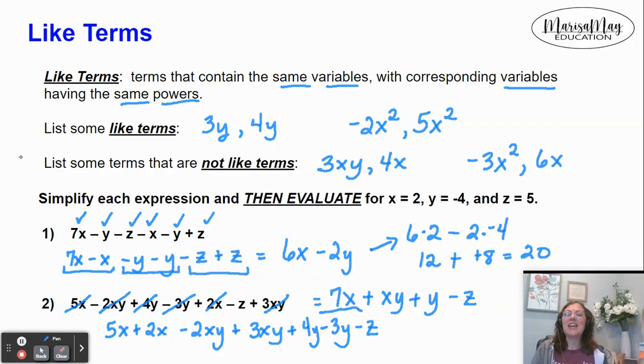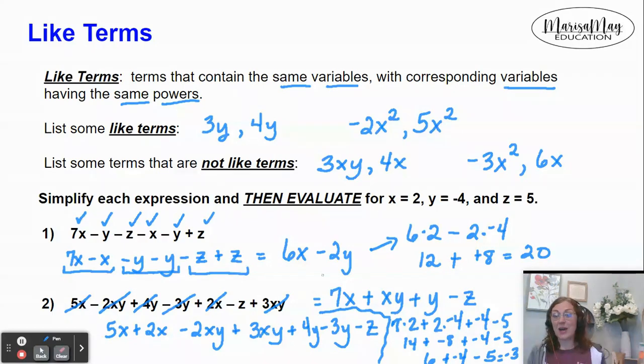Now let's go ahead and evaluate. So I'll put in 2 for x, so 7 times 2, plus 2 times negative 4, plus negative 4, minus 5. So 7 times 2 gives me 14. 2 times negative 4 gives me negative 8, plus negative 4, minus 5. So 14 plus negative 8 gives me 6. 6 plus negative 4 is 2. 2 minus 5 gives me negative 3 here.